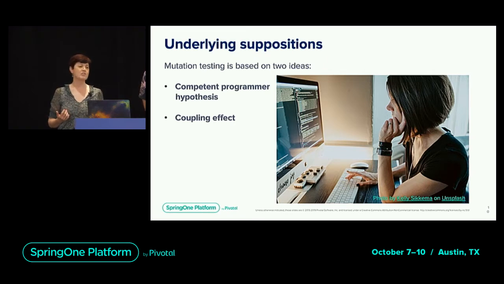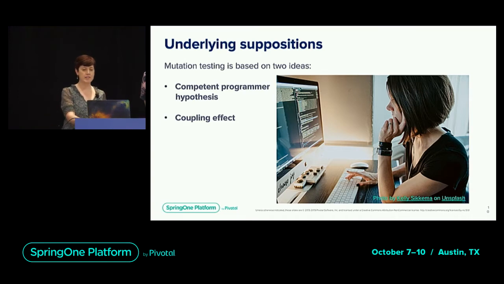The second foundational idea is the coupling effect. What that means is that small defects in code cascade to create large problems. And if you can find the small ones, you have a higher probability of stopping the large ones. There's a whole body of studies that reinforce both of these things, particularly the coupling effect.